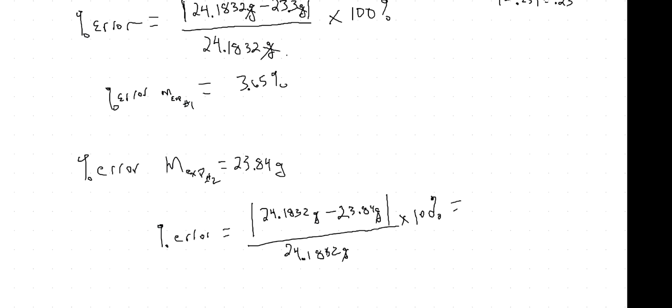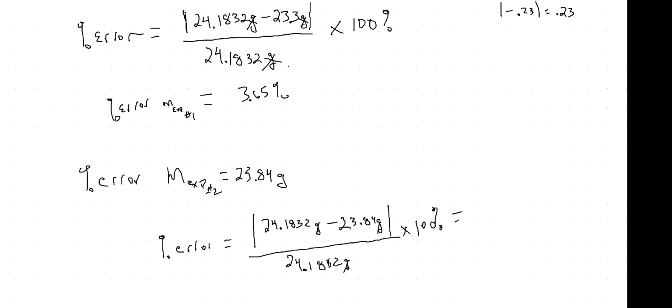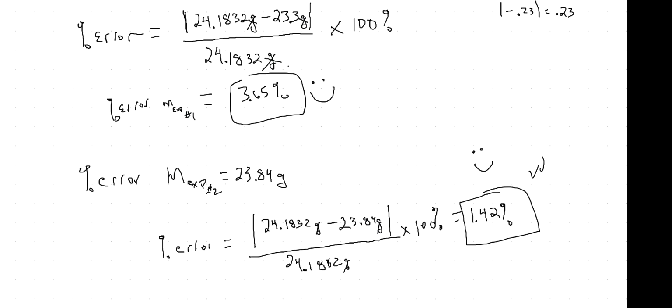Again, I take my trusty calculator, I take 24.1832. Now I'm going to subtract 23.84. And now I'm going to divide by the exact result, 24.1832. And then I'm going to multiply by 100%. And I end up with 1.419. I'll just make it 1.42%. So this is my percent error. Okay, and we're all happy. That's a really good error. And 3.65, I'm also very happy with that result. And that's lab number one.